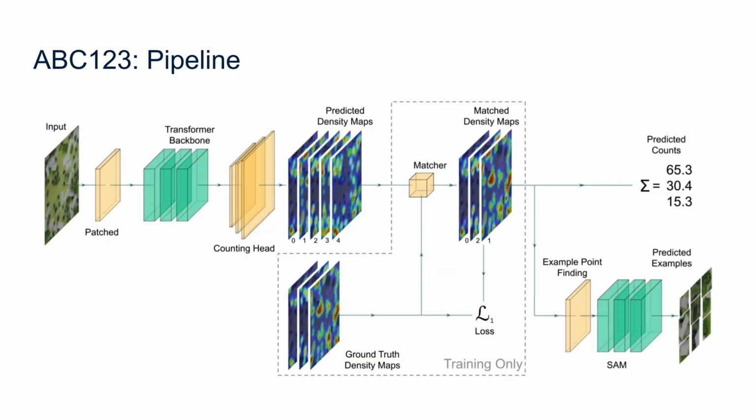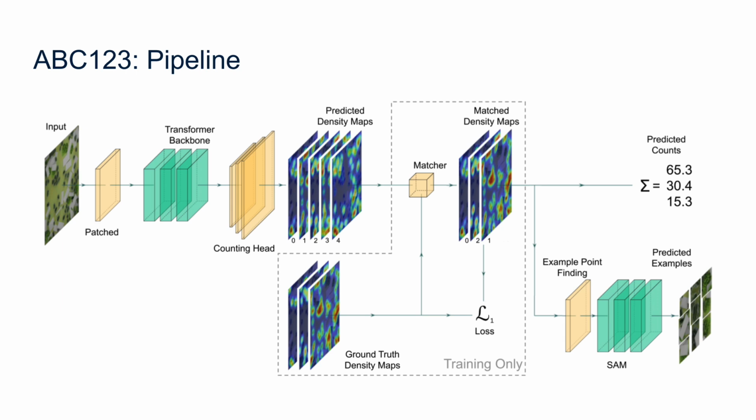We generate predicted density maps using features from a ViT backbone, which are upsampled using a convolutional counting head. During training, we match these predicted density maps to their associated ground truth density maps and use a pixel-wise L1 loss for training. We can integrate the predicted density maps to find their counts.